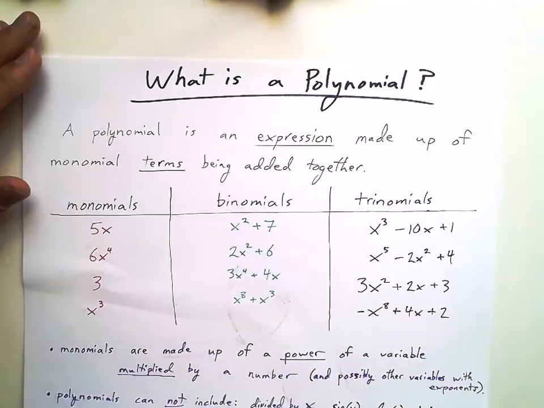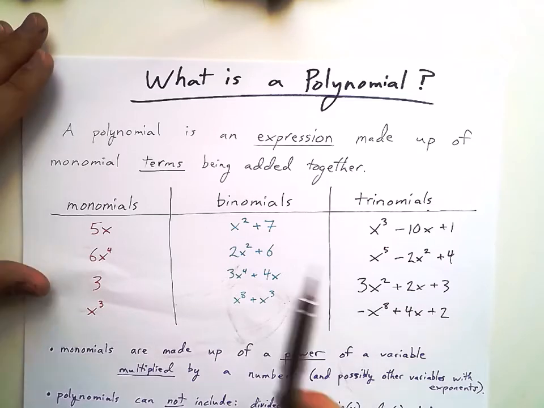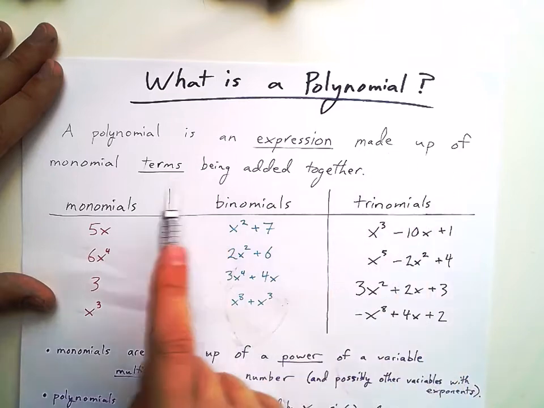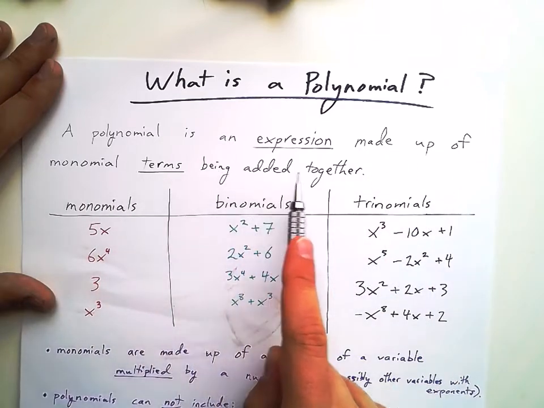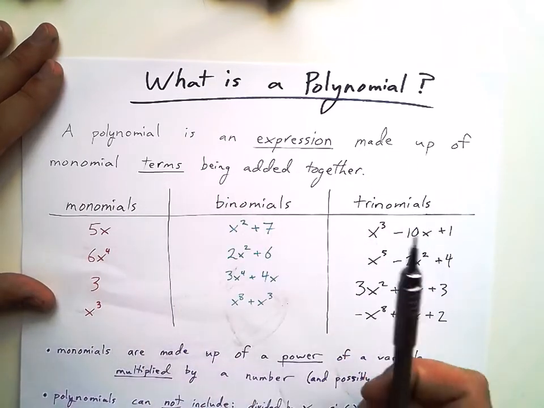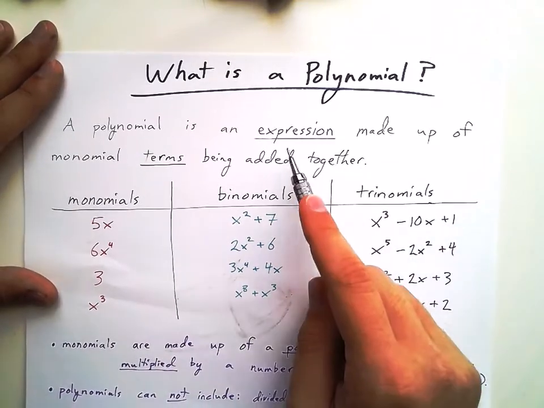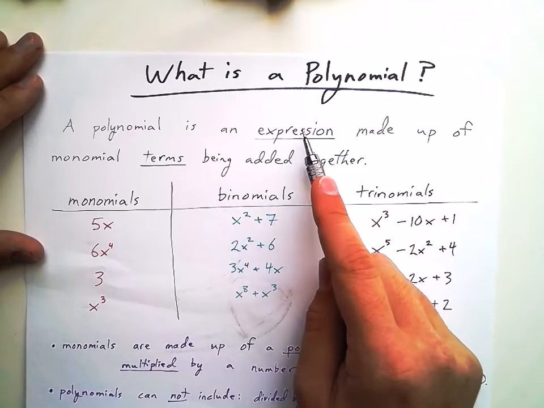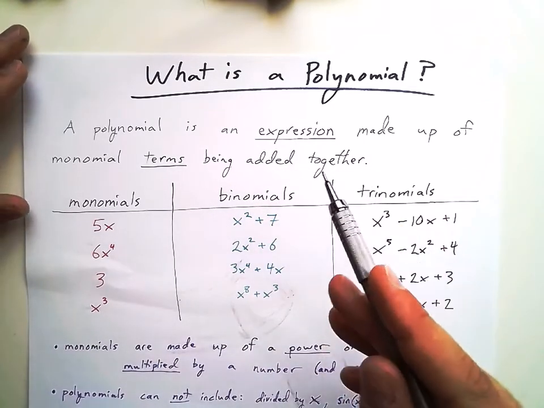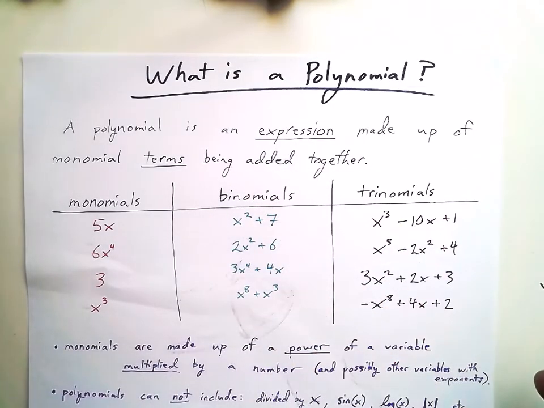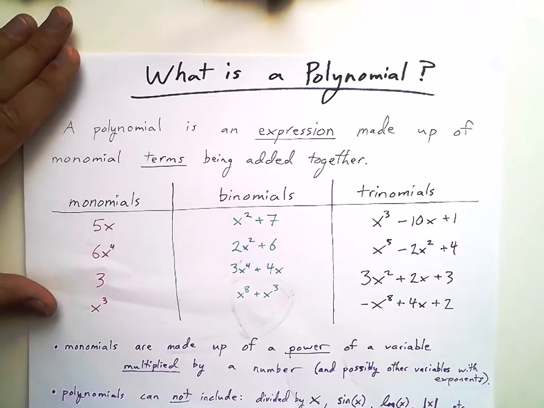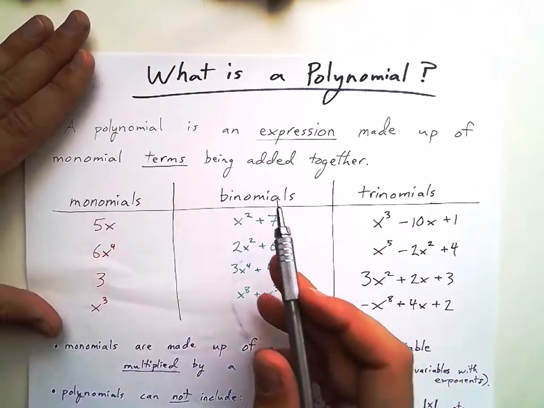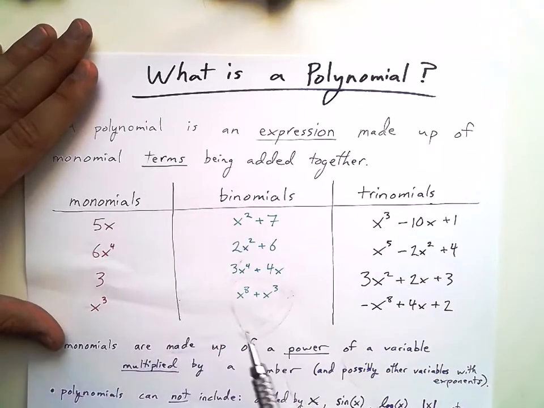So first of all, what is a polynomial even? Well, it's an expression made up of monomial terms being added together. So terms are things that get added together. An expression is something that doesn't have an equal sign. So if you put two expressions together with an equal sign between them, then you have an equation. But yeah, a polynomial is a bunch of monomials added together.